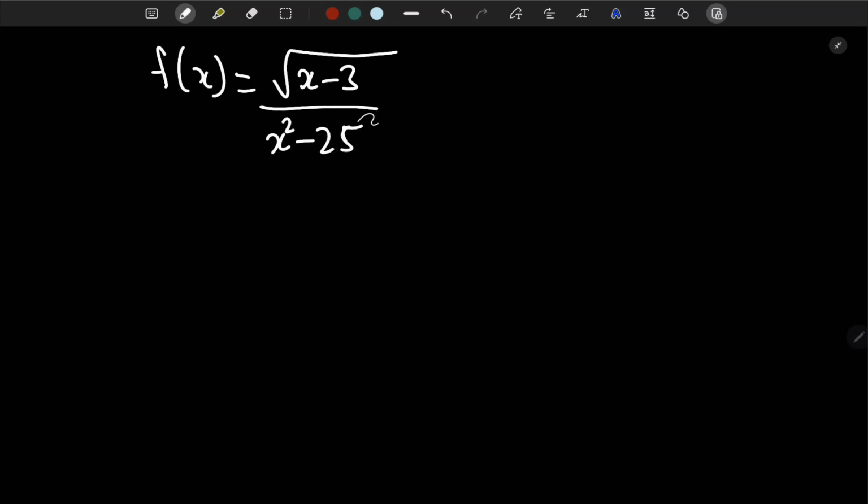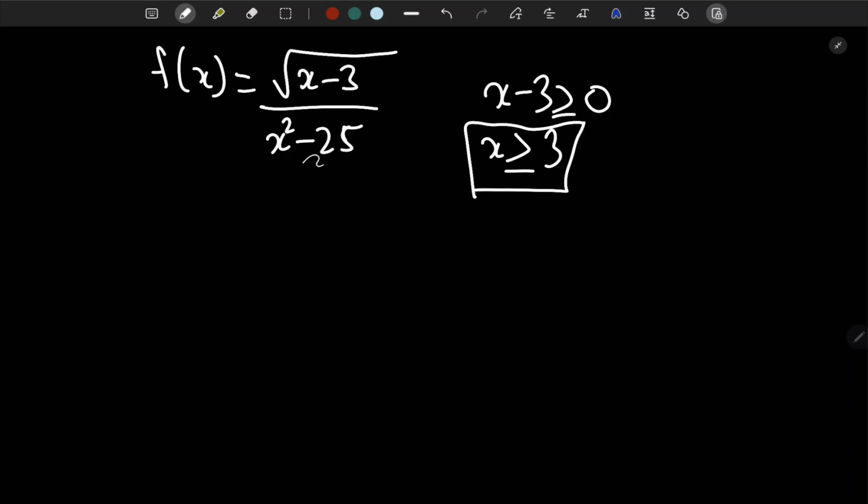So in our next question we have a radical in the numerator, x minus 3, and in the denominator we have a perfect square, x squared minus 25. So how do you think we should start this? Now for the radical numerator part we can just set it more than or equal to 0. So let's do that right now. x is more than or equal to 3, so we know this.